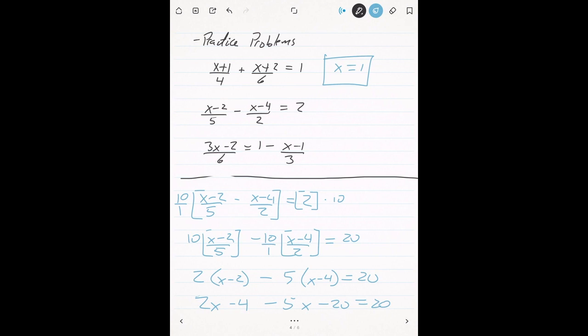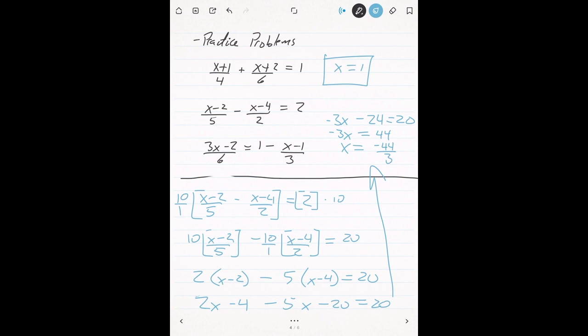Oh boy, I ran out of room again. That's okay, I'll just put my work up here. So the 2x and the negative 5x here is negative 3x. The negative 4 and the negative 20 is negative 24 equaling 20. I can add 24 to both sides. Negative 3x equals 20 and 24 is 44. And x, if I divide by negative 3, I get negative 44 over 3.